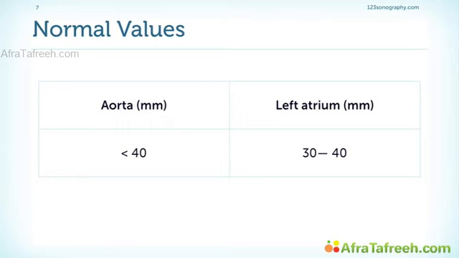Here you can see the normal values. The aorta should be approximately below 40, and the left atrium between 30 and 40 millimeters, but this varies with respect to the body surface area and also the gender.